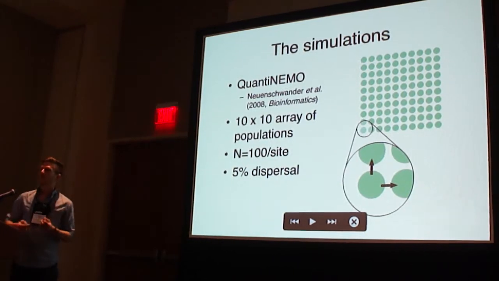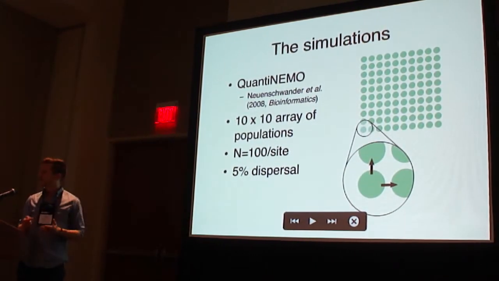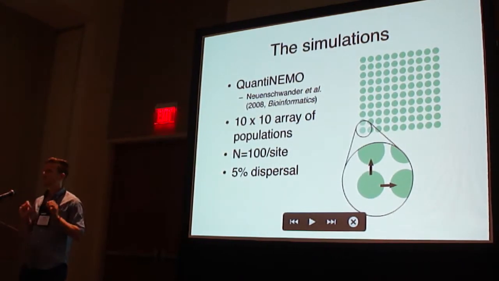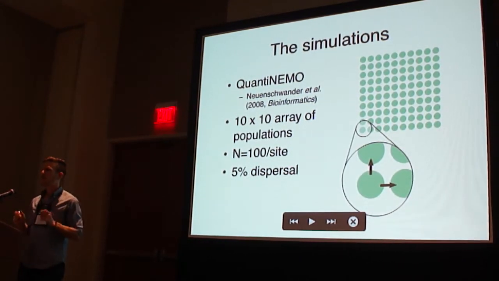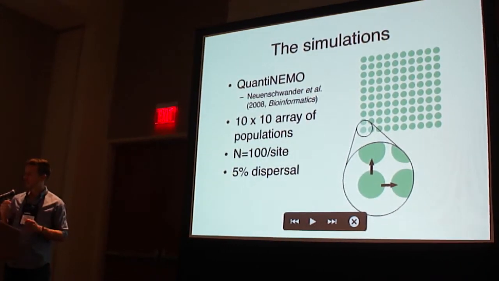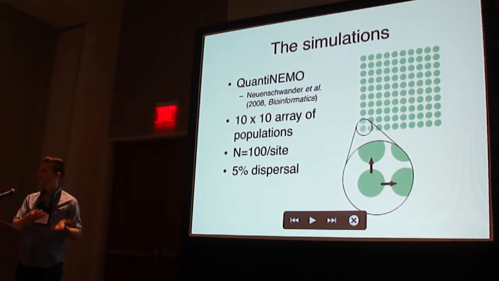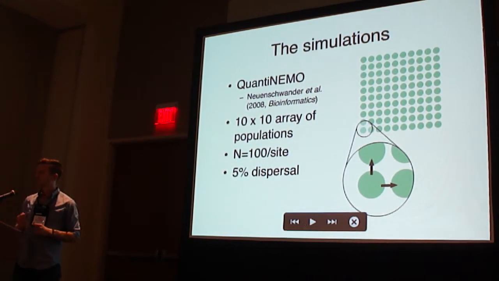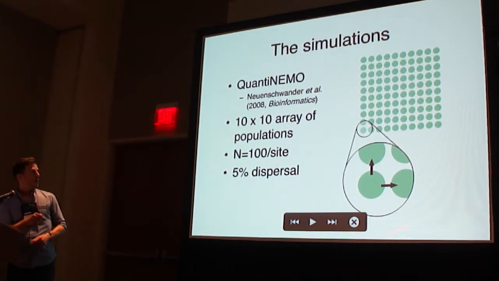So I simulated a whole bunch of data. I used the framework implemented in QuantiNemo, which is super user-friendly, and I highly recommend it if you want to simulate lots of population genetic data. I simulated a 10 by 10 array of populations with 100 individuals at each site, and 5% dispersal from site to site in a grid model like this.